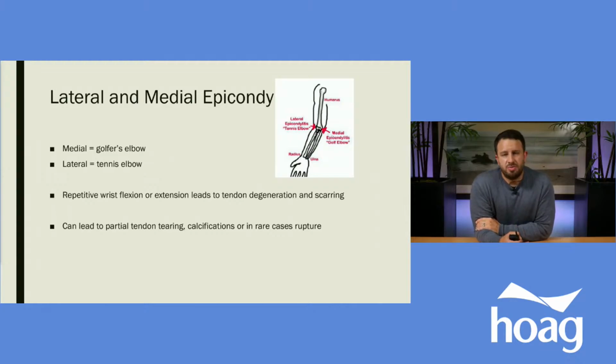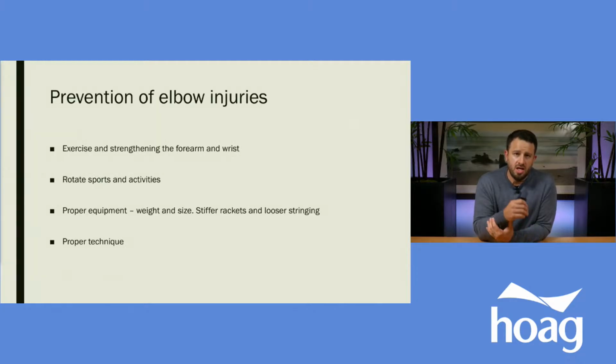The reason these tend to be long-term injuries is because there's not good blood supply to those tendons. And so you get partial tearing. When we look at them either on MRI or ultrasound, we'll often see calcifications. In very rare cases, you can actually rupture these tendons if you continue to play through the pain. So how are we going to prevent these elbow injuries?